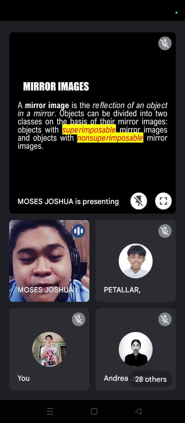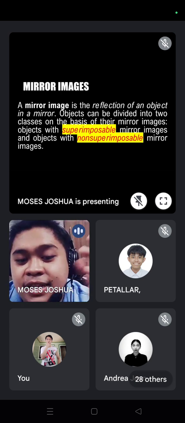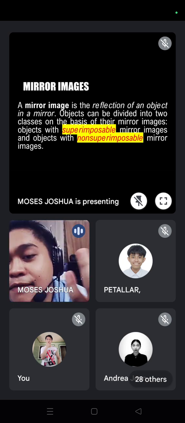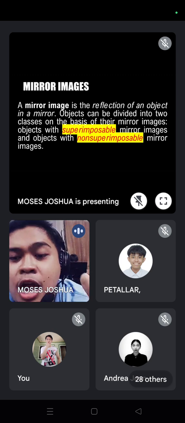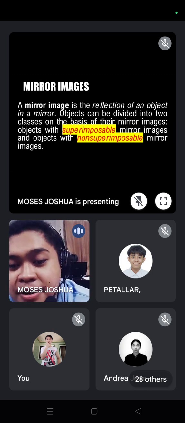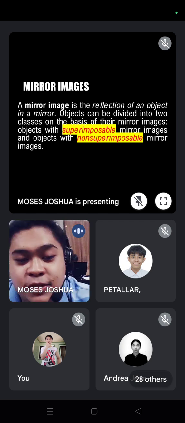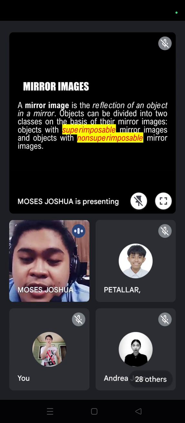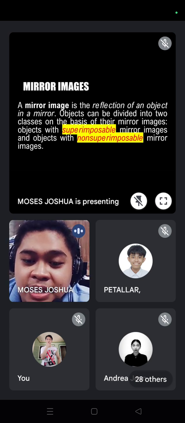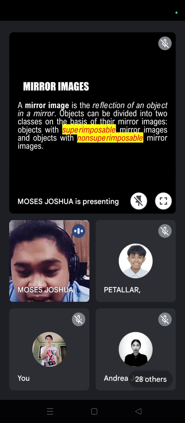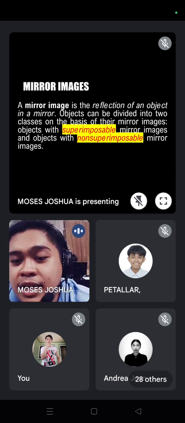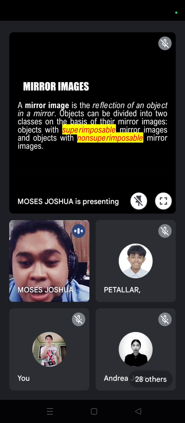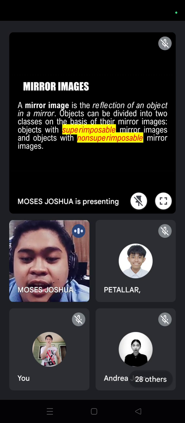And objects can be divided into two classes on the basis of their mirror images. So if there is virtual and non-virtual in our mirror, we also have these superimposable mirror images and objects with non-superimposable mirror images. So the concept of mirror images is the key to understanding molecular handedness. And all objects, including all molecules, even humans, we all have mirror images. Okay, so that's mirror images.